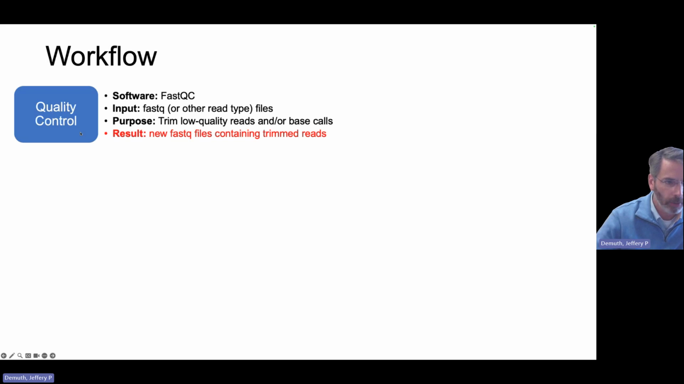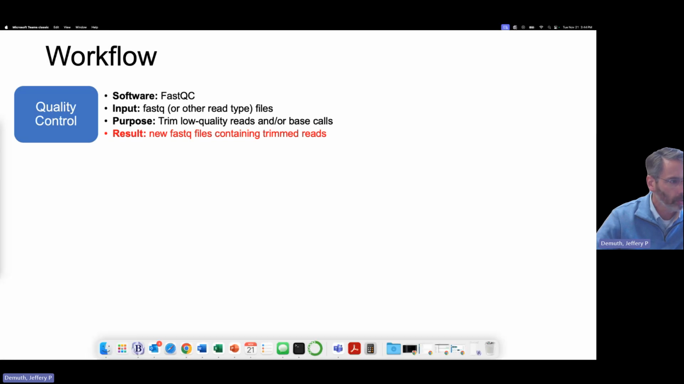where our first step was to do some quality control on the reads. The software we used was FastQC. The input files were FastQ files. We used Illumina, but you might have other read file types. It doesn't matter. You're going to do a quality control step first in any case. The purpose is to trim either low quality reads or low quality base calls from the sequencer. And then the result was new FastQ files that contained the trimmed reads.